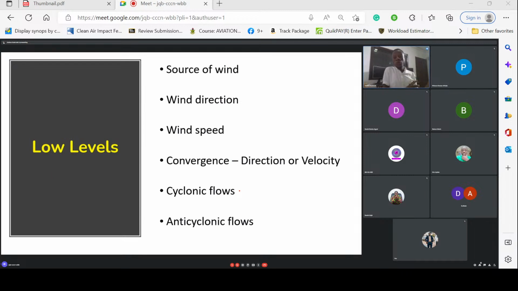All right, so we move to the lower levels, which is the 925 hectopascal and the 850 hectopascal level. So at these levels, we are also interested in the source of the wind, in the direction of the wind, in the speed of the wind, in convergence, whether directional or velocity convergence, and then in cyclonic flows and anticyclonic flows. These are the things that we are considering when we pick a low level wind chart. We want to know where the wind is actually blowing from.